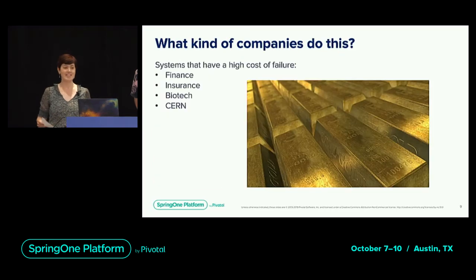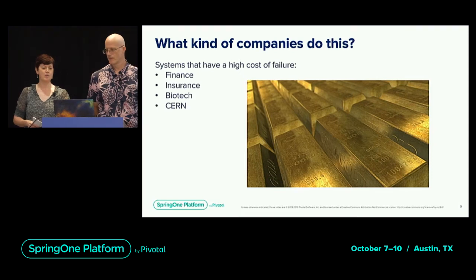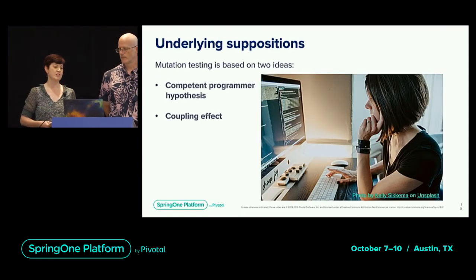Who does this? Generally speaking, systems that have a high risk of failure probably are, and if not, probably should be using mutation testing. So companies that are doing finance or insurance or biotech, apparently CERN, which is that large hadron, whatever it is, collider, they use mutation testing, which I think is good. Don't want to blow the side off a mountain in Switzerland. Definitely not. So it's based on two underlying suppositions.